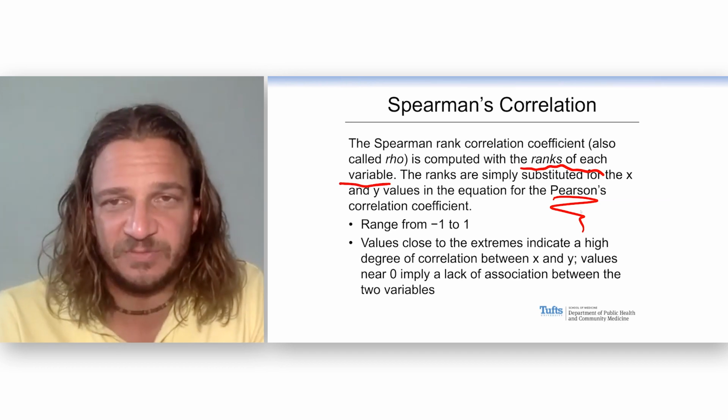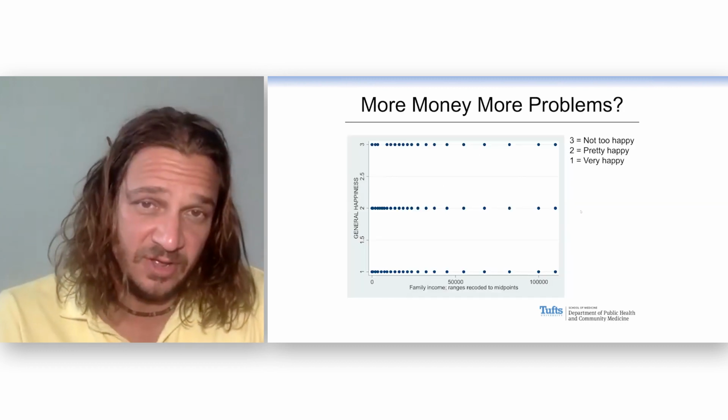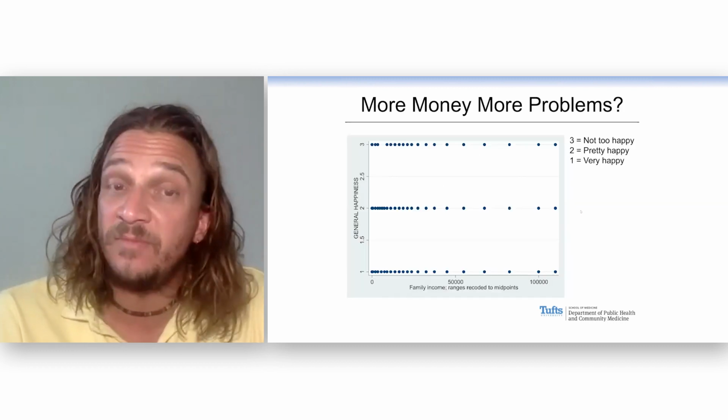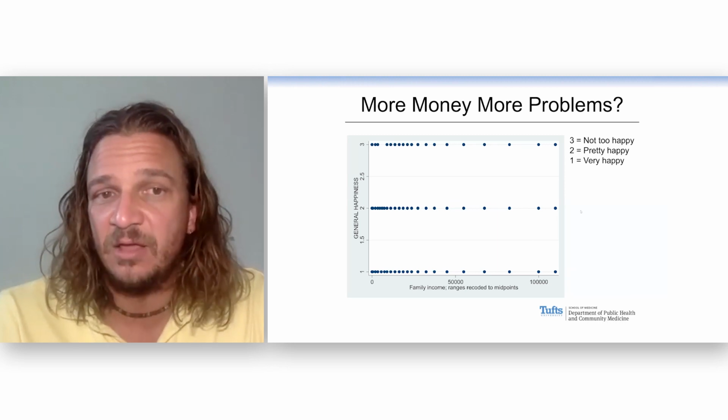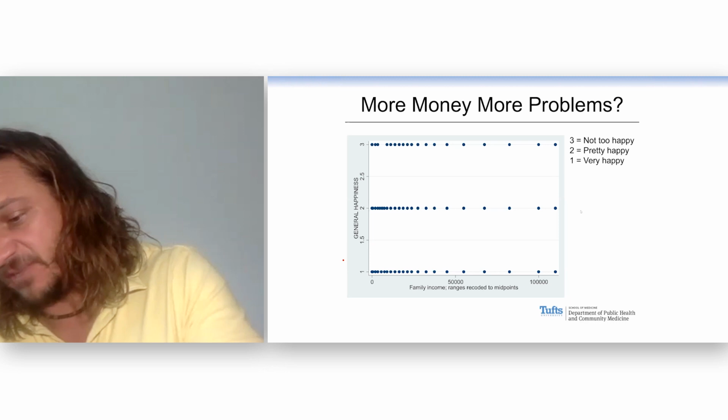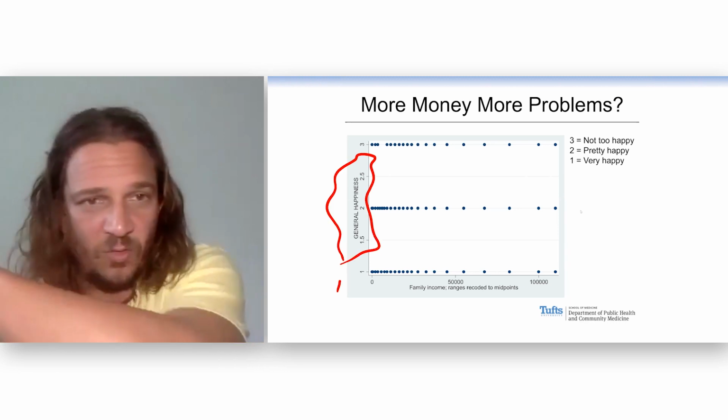I'll show you an example of the Spearman's correlation. We'll try to answer the age-old question, more money, more problems. Can money buy you happiness? These are data, real data, in which people were asked about how happy they are on a scale of 1 to 3.